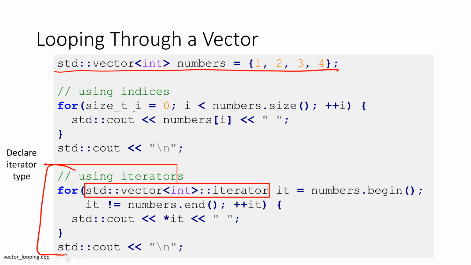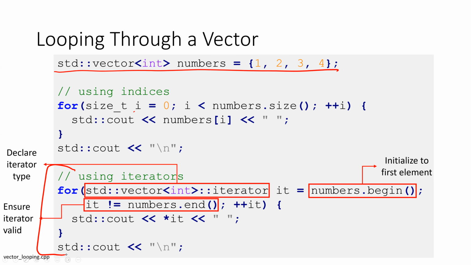Basically, I have to declare the right kind of iterator. So I need an iterator for a vector of integers. I call it IT in this case. I initialize it to point at the first element, because numbers is my vector. So call the member function begin, make the iterator point to the beginning.